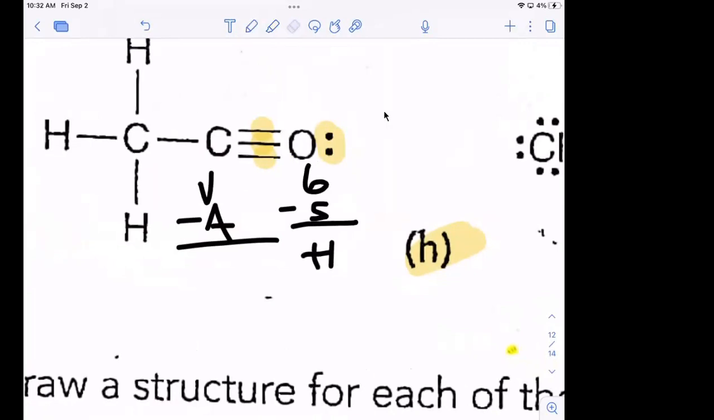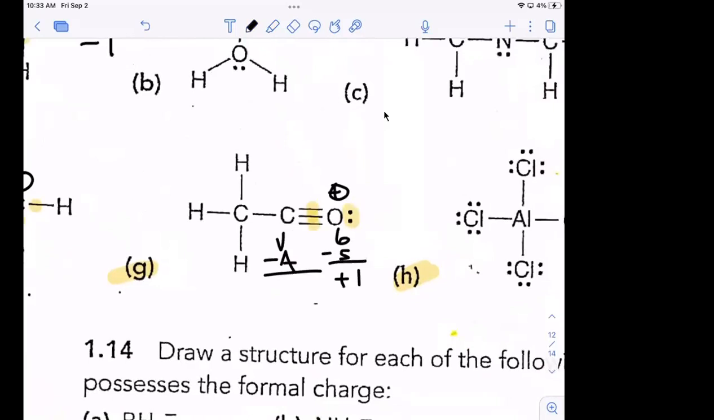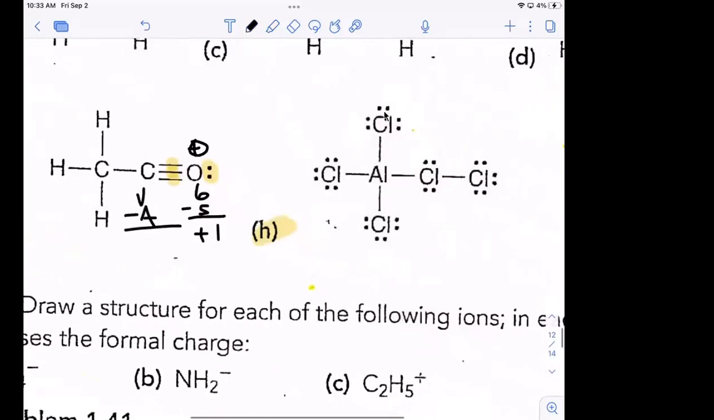And I can write that here. I don't have to put a number. I can just put a positive sign over the oxygen and say that it's +1. All right. Without calculating, what is the formal charge for aluminum here?